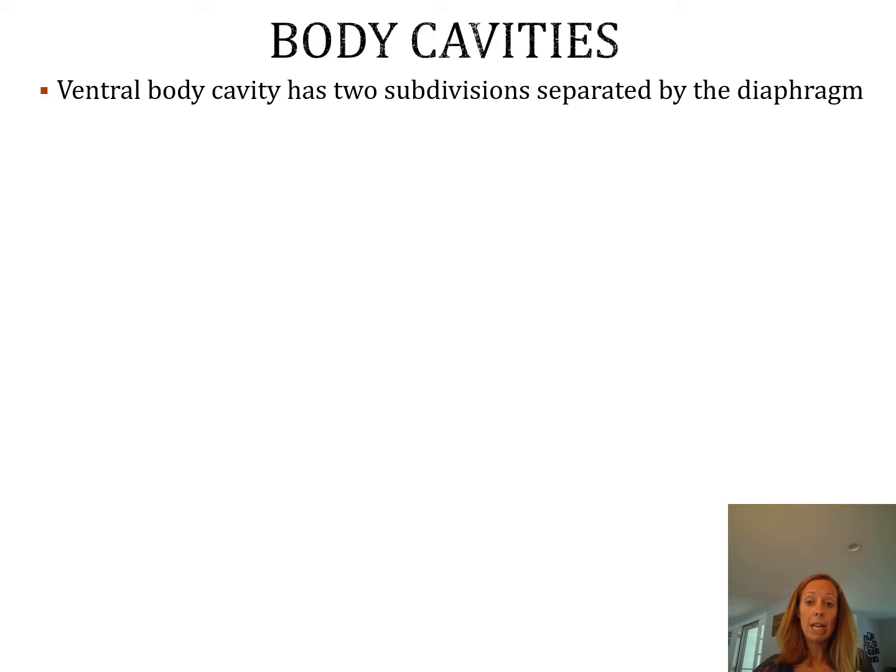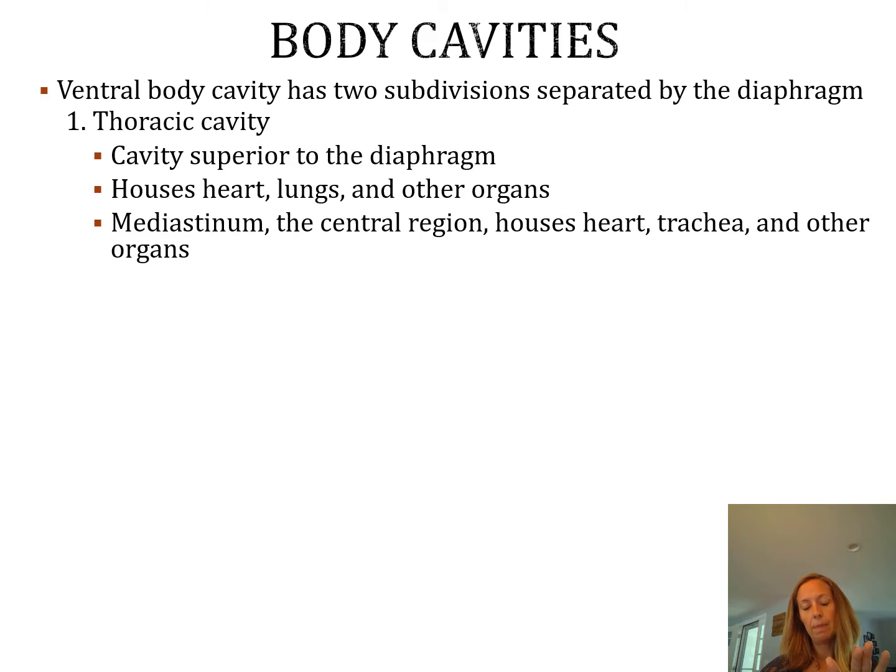Your ventral body cavity also has two divisions, sometimes three, depending on what you're reading. You have your thoracic cavity, which is going to be the area above the diaphragm, right? It is going to be protected by the ribs. So wherever your ribs are is going to be your thoracic cavity. In there you have your heart and your lungs, right? You have things like your aorta and your vena cava, all right?